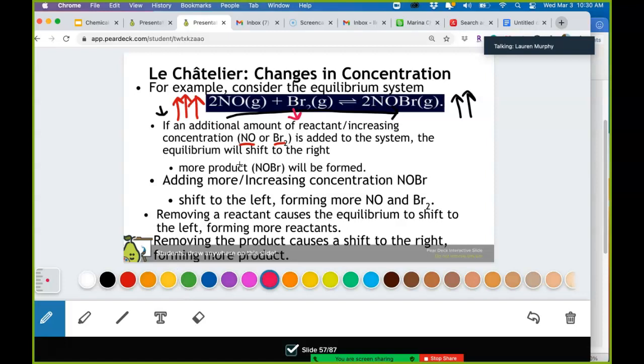The same thing would be true if I added more Br2. So instead I increase the concentration of Br2. I add more of it. Well, now I, again, have too much reactant. It was at equilibrium, and now I put extra Br2 in there. Now there's too much Br2. Too much Br2, the reaction's going to want to shift the opposite direction to alleviate the stress. It needs to make more NOBr, and these guys need to drop to re-establish and restore equilibrium.